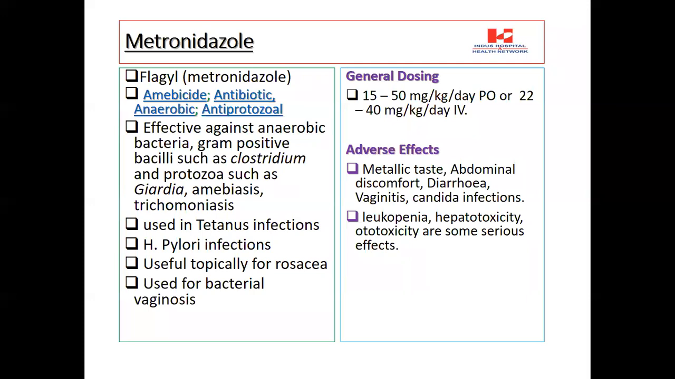This can be used as an adjuvant treatment. This can be used for the standard treatment for tetanus infections, for H. pylori in combination, and for some bacterial vaginosis infections. This can be used as empiric therapy, as prophylaxis therapy, for any suspicion of anaerobes involved in the infection.